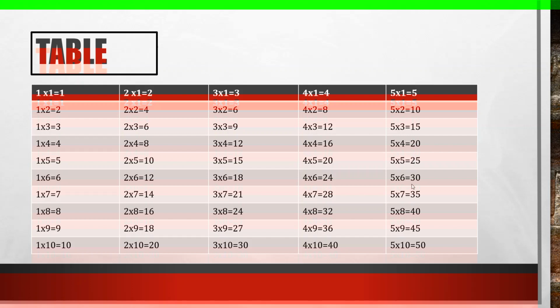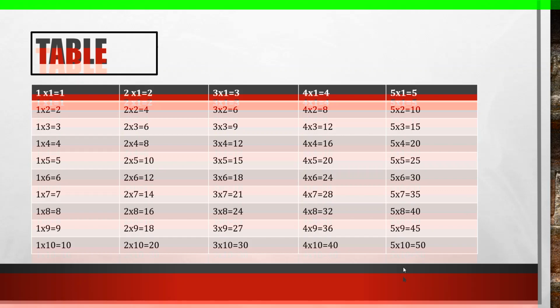5 times 6 is equal to 30. 5 times 7 is equal to 35. 5 times 8 is equal to 40. 5 times 9 is equal to 45. And 5 times 10 is equal to 50.